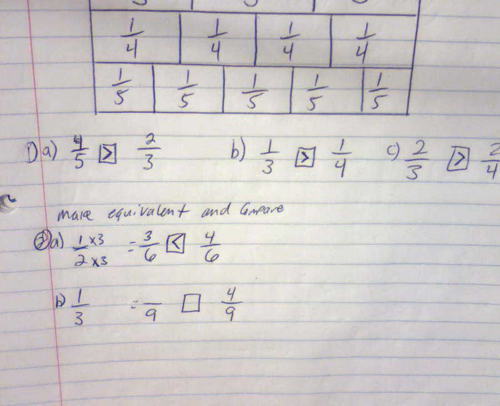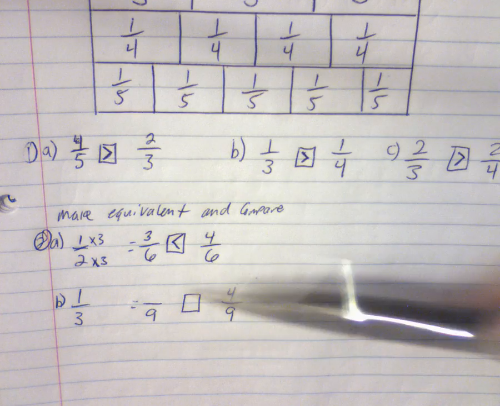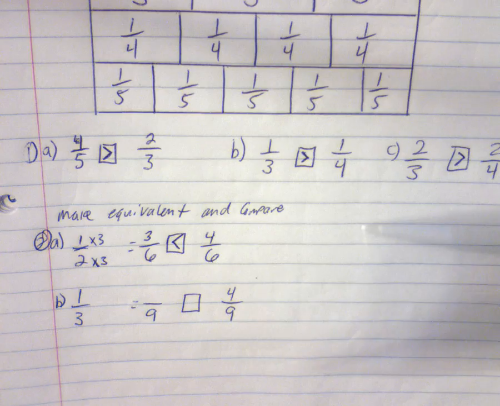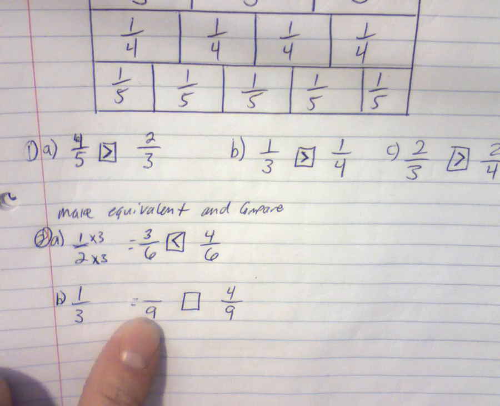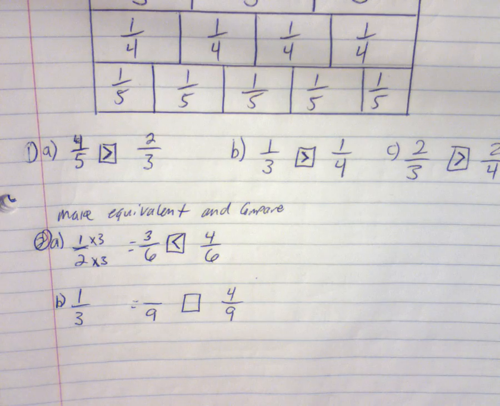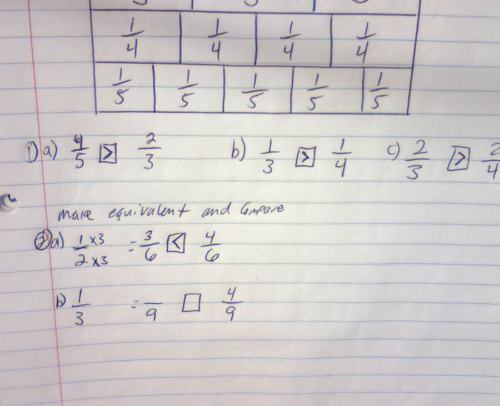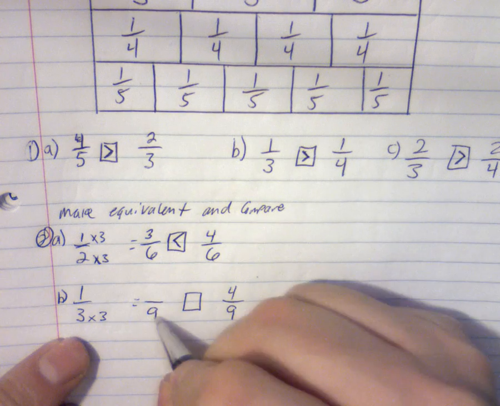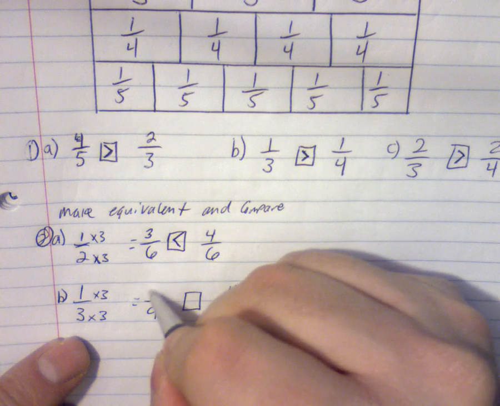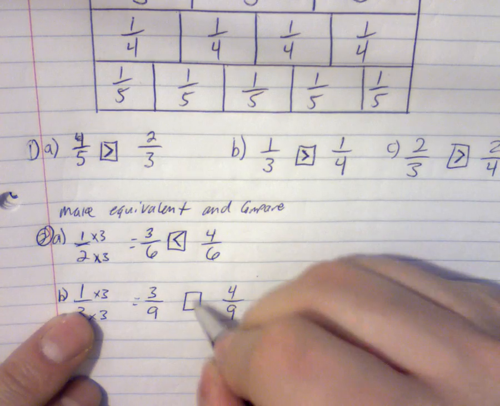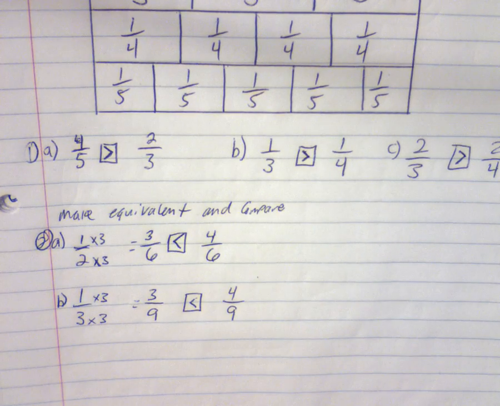Now we're going to do the same thing down here on the bottom. We need to make it into ninths. So I need to take the 3 and get it up to 9. What am I going to multiply both the top and the bottom by to get 9? 3, 6, 9. Count up. I'm multiplying by 3 to get to 9. I need to do the same to the top, and 1 times 3 is 3. So therefore 4/9 is going to be the greater fraction.